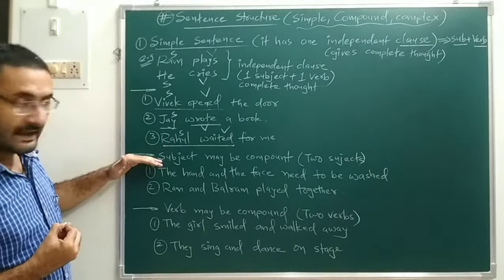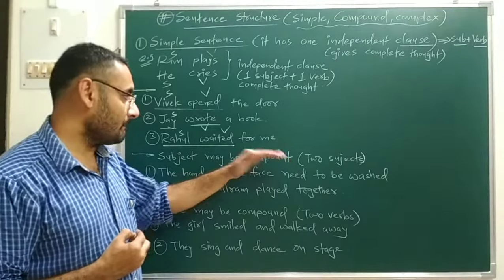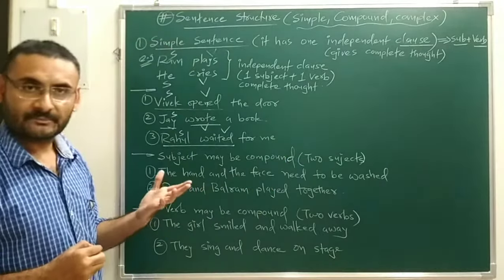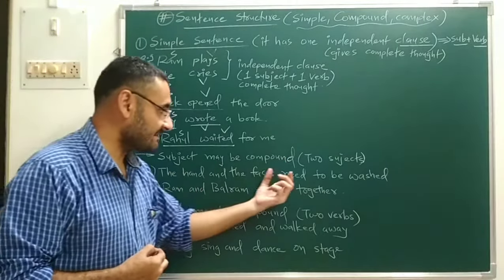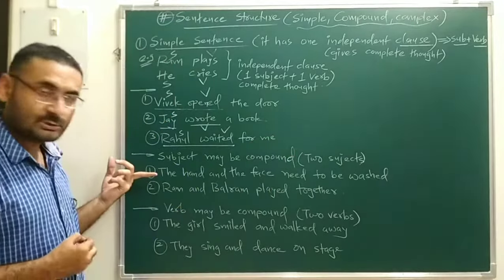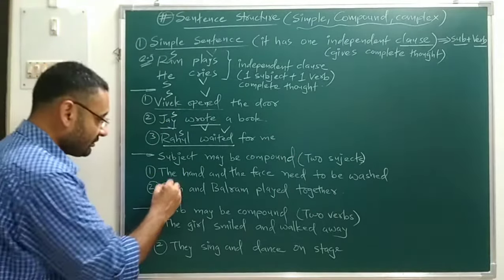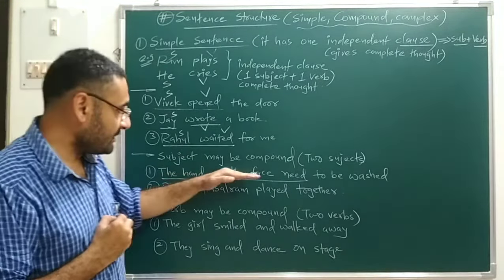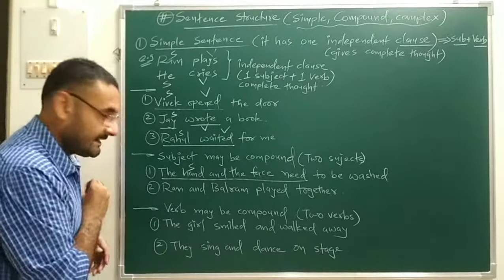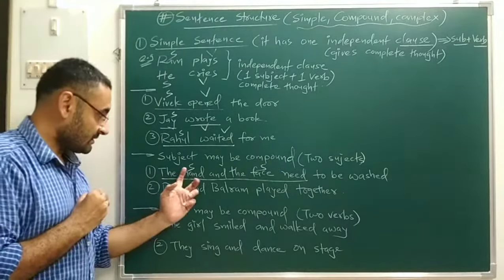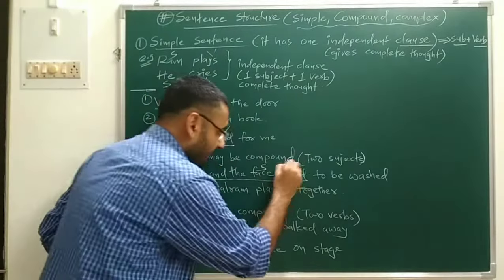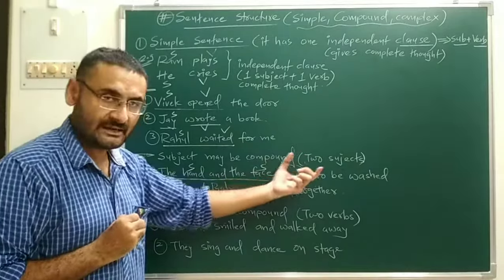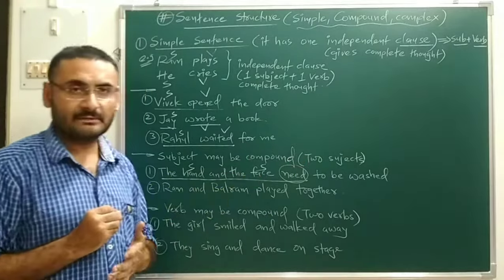Okay. Now over here I have written one thing: the subject may be compound. That means two subjects are there. How? The hand and the face need to be washed. That is also a simple sentence. It has one independent clause. Which one? The hand and the face need. The hand is one subject, and the face is another. So two subjects are there and one verb which has some meaning. So it consists of a compound subject and an independent clause. That is why it is a simple sentence.